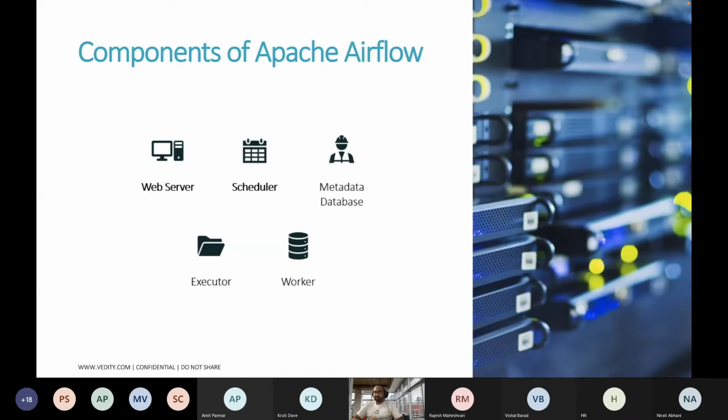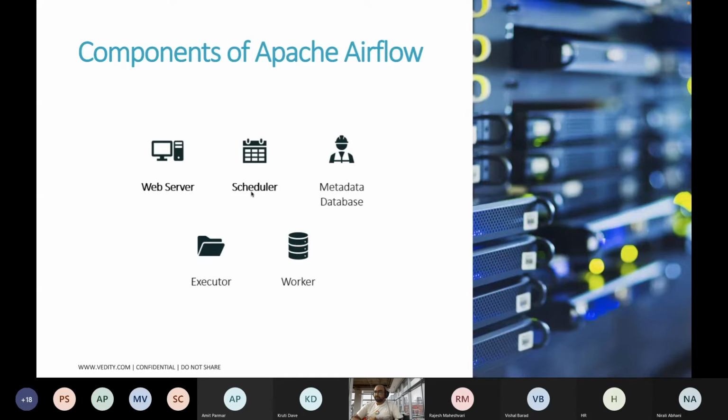Some core components of Apache Airflow. There are many things going on behind the scenes: the web server, scheduler, metadata database, executors, and workers. Whenever you install Airflow on your local system, either in Docker or some other way, these are the things required. The web server is for showing the UI. It is a Flask-based web server, where Flask is like a simple REST API framework in Python. It provides you some UI.